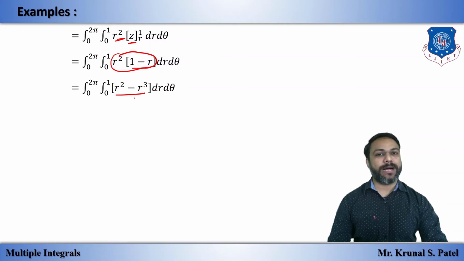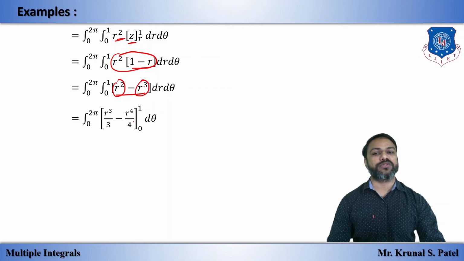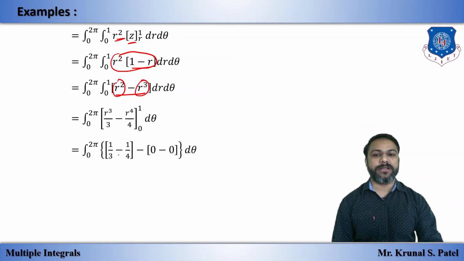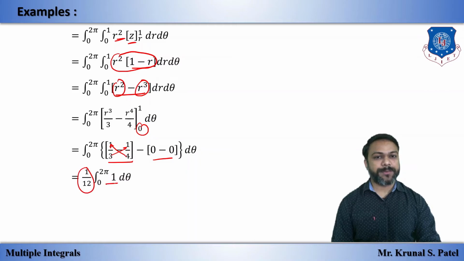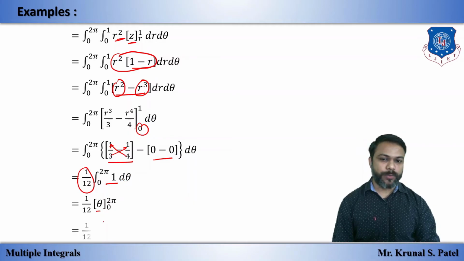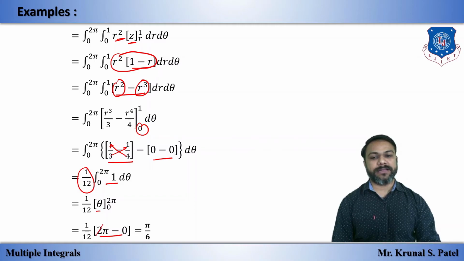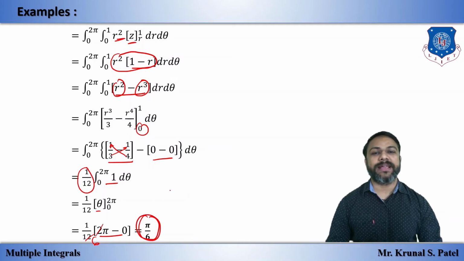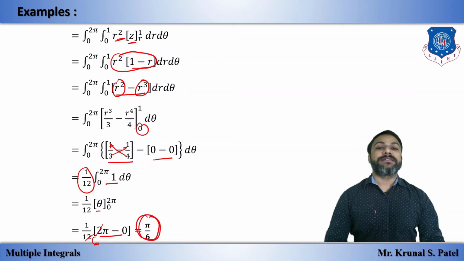Now integrate with respect to r. So the integration of r square is r cube by 3, and the integration of r cube is r raised to 4 by 4. Now upper limit minus lower limit. So we have this. The lower limit is 0, so it's 0. So 4 minus 3 by 12 is 1 by 12. We can take it outside. We have remaining 1. The integration of 1 with respect to theta is theta. So we have theta, upper limit 2 pi minus 0 is 2 pi. So by cancelling this, we have pi by 6 as the final answer. So this is how we can convert Cartesian into cylindrical coordinates.